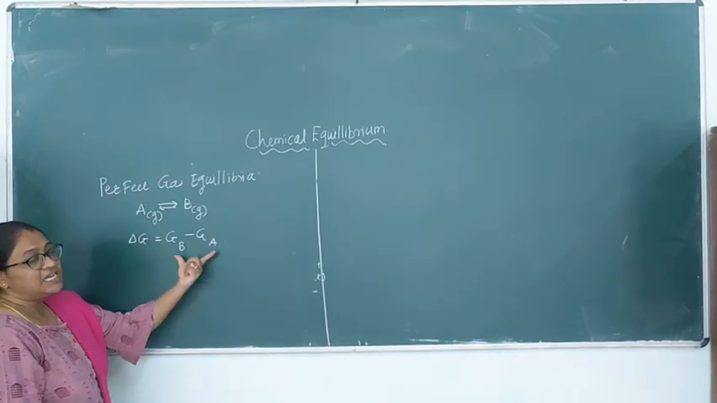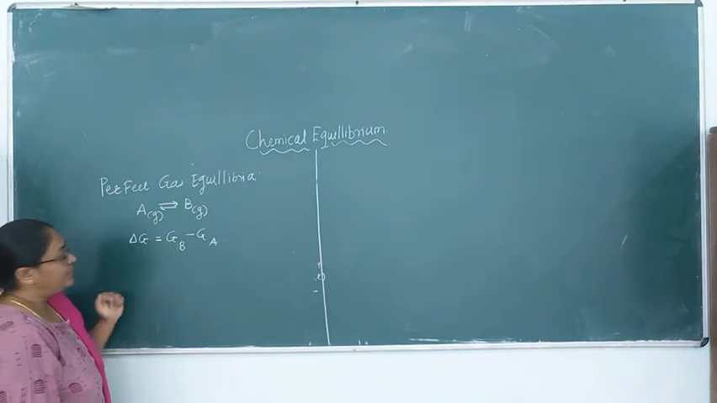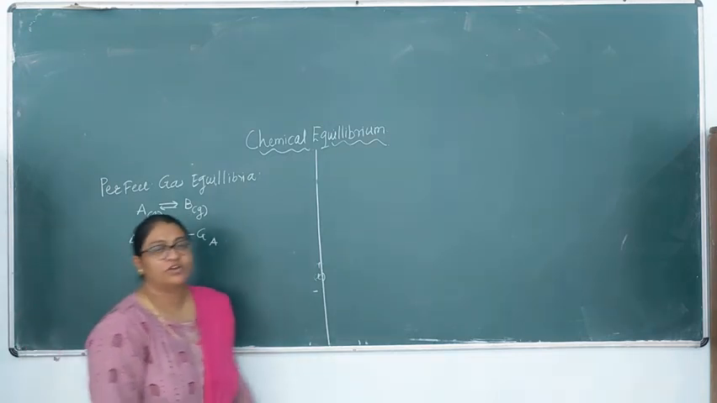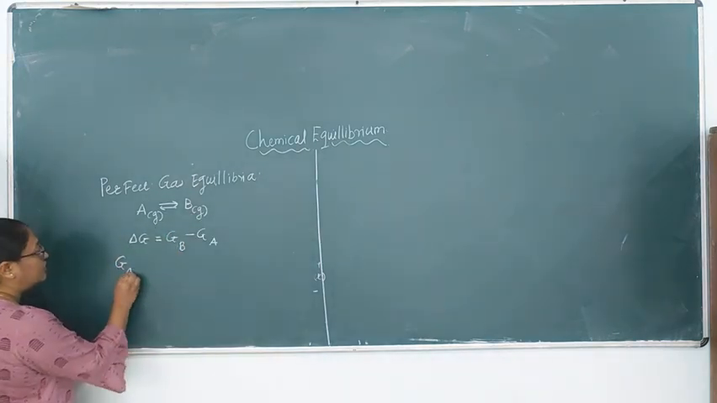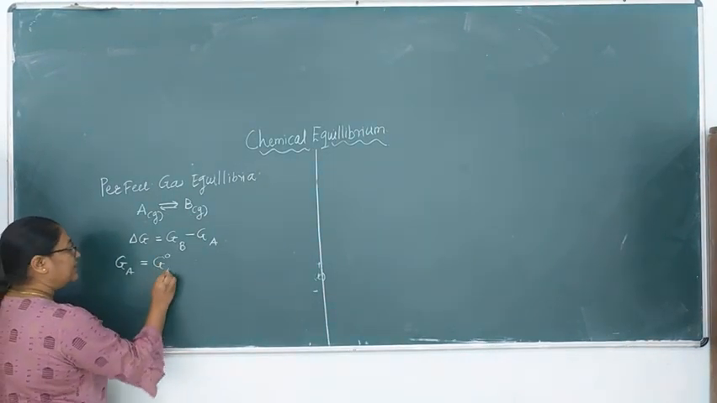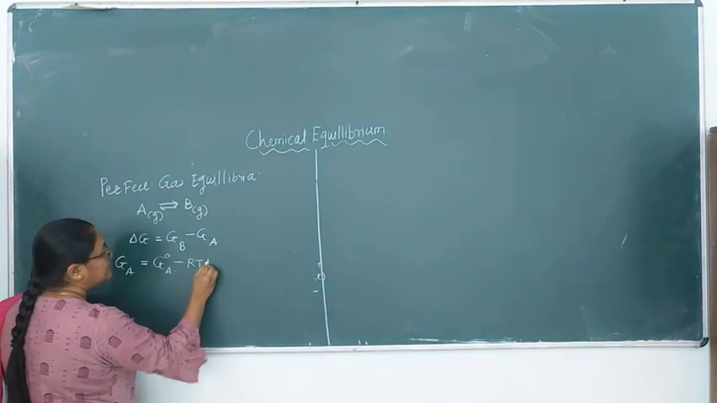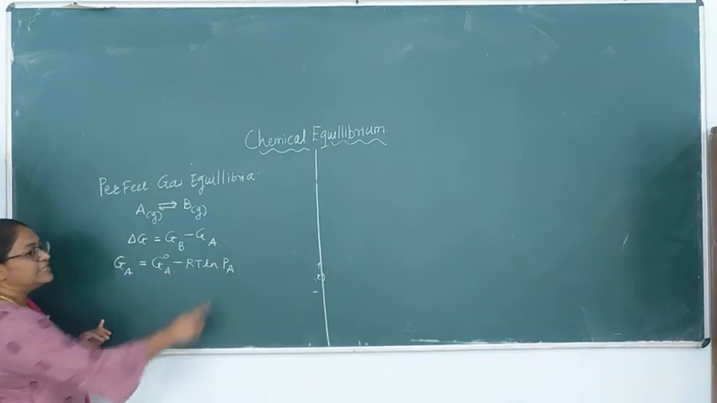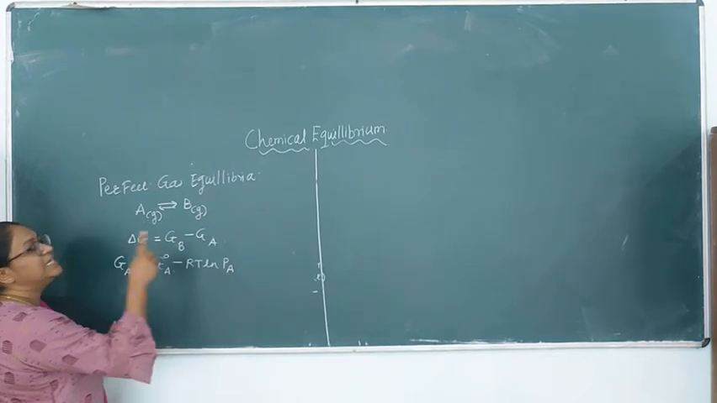Gb and Ga are the Gibbs free energies of B and A. Therefore, if we consider that A and B are perfect or ideal gases, the Gibbs free energy of the reactant A is calculated as its standard Gibbs free energy minus RT ln PA, where PA is the partial pressure of the reactant A at equilibrium.